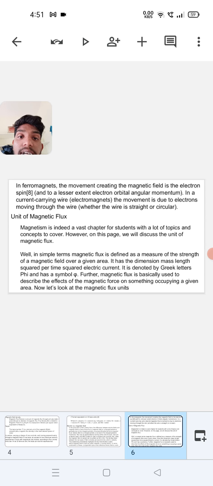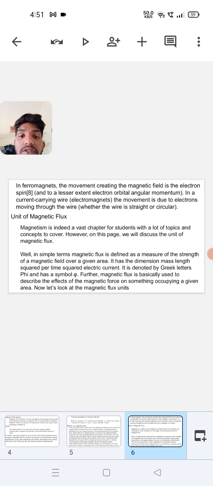In ferromagnets, the moment creating the magnetic field is the electron spin, and to a lesser extent electron orbital angular momentum. In a current carrying wire, the movement is due to electrons moving through the wire.